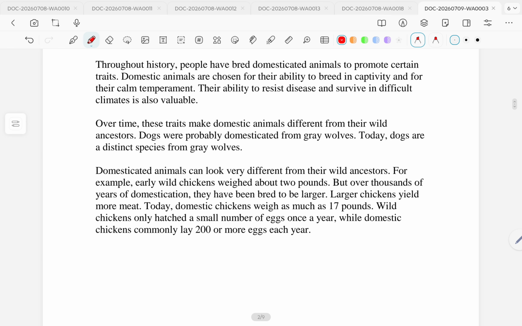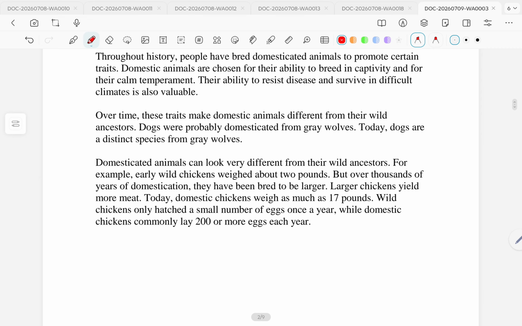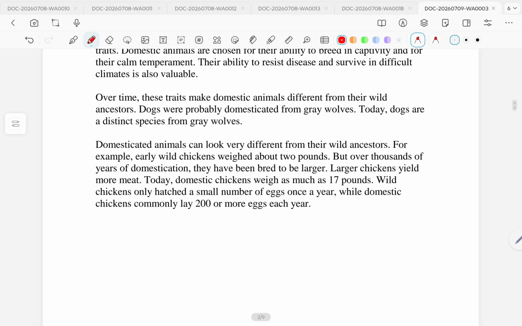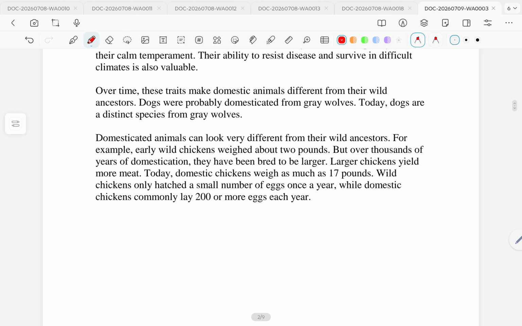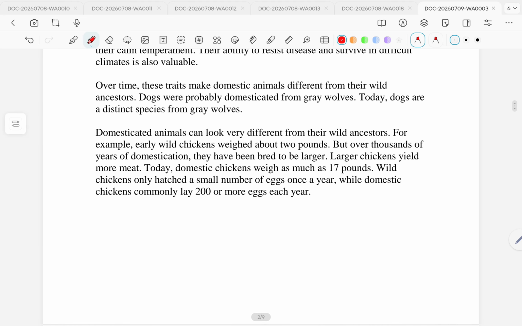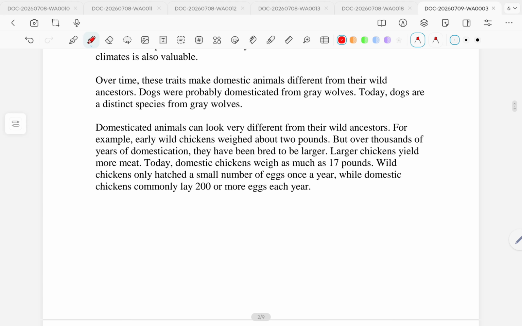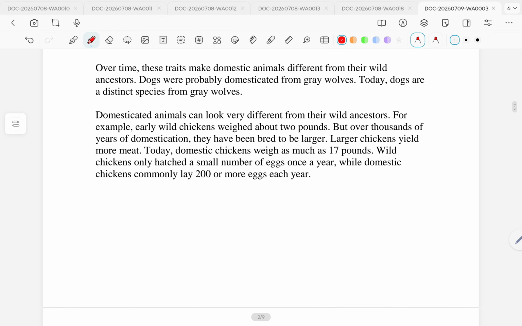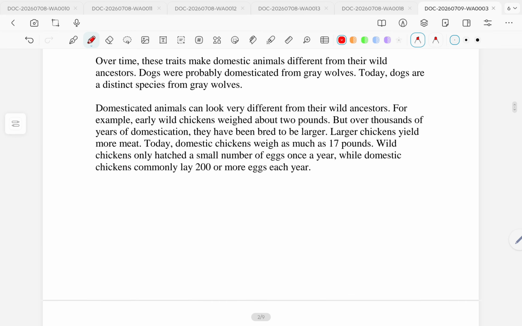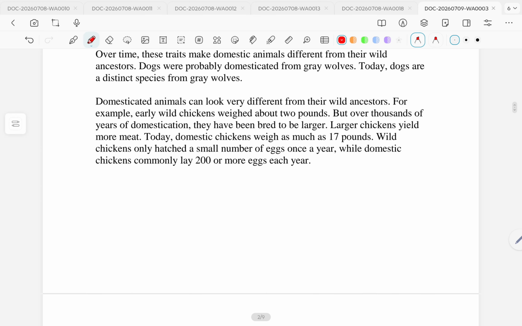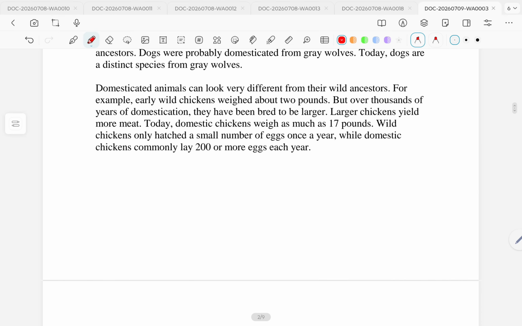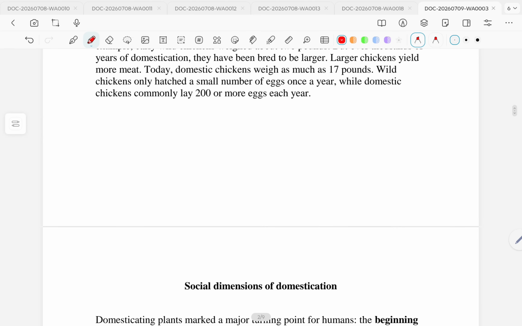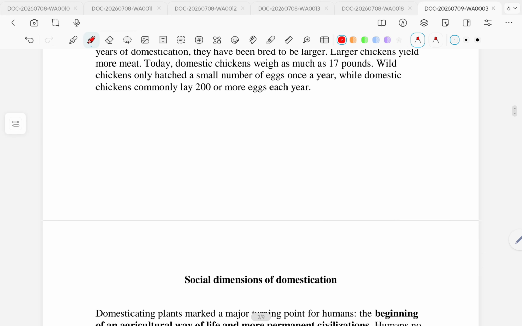Today, dogs are a distinct species from grey wolves. Domesticated animals can look very different from their wild ancestors. For example, early wild chickens weighed about 2 pounds, but over thousands of years of domestication, they have been bred to be larger. Larger chickens yield more meat. Today, domestic chickens weigh as much as 70 pounds. Wild chickens only hatch a small number of eggs once a year, while domestic chickens commonly lay 200 or more eggs each year.